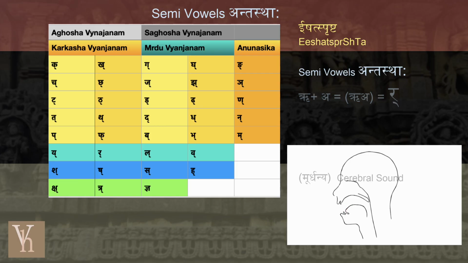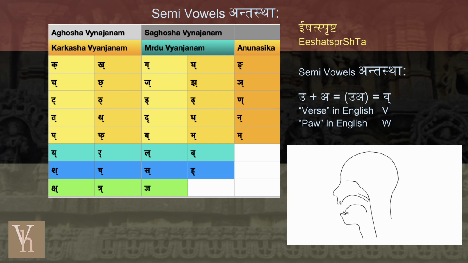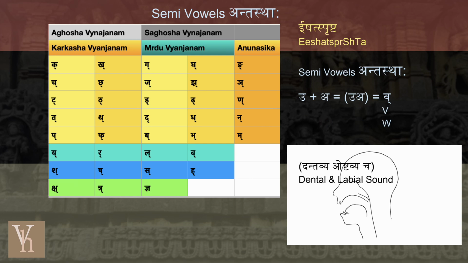The third is l plus a, giving l, as in lit in English. It is a dantavya or a dental sound since the tongue touches the teeth. Fourth is u plus a, giving v. It is pronounced as v or w, as in verse or paw in English. It is dantavya oshtavya cha, both a dental and a labial sound since both teeth and lips are engaged.